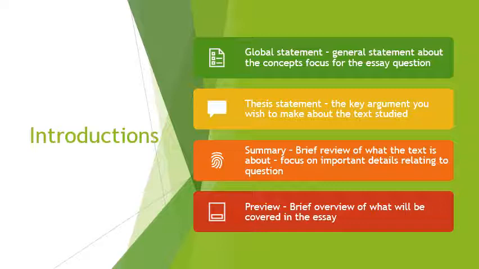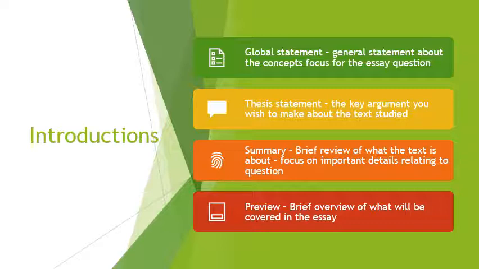You should not be referring to the text that you are going to be referencing in your essay at this point. You should just be drawing attention to the key concepts that the question is asking. So if the question is about context, you would discuss the nature of context and how it functions in a text, for example. The second sentence, the thesis statement, is the key argument that you wish to be making throughout your essay. So this is probably the most important sentence of the whole thing. And it needs to directly reflect what the question is asking.